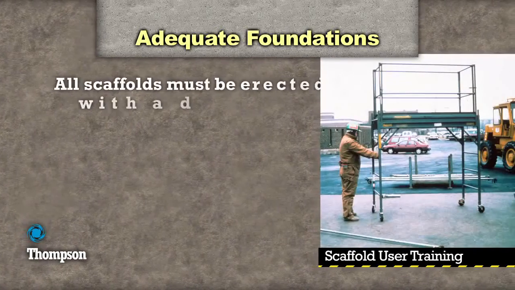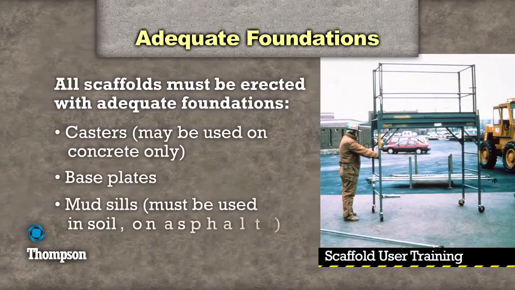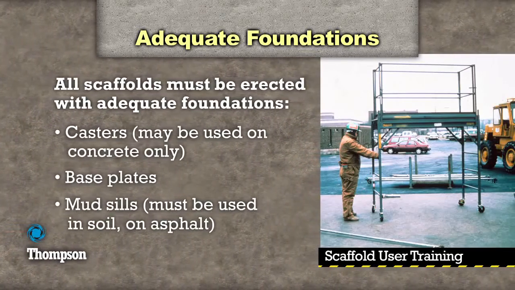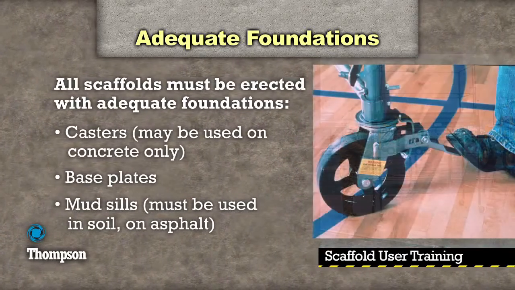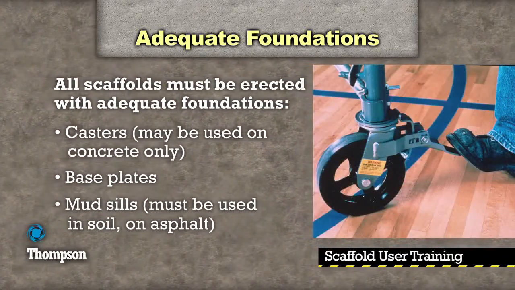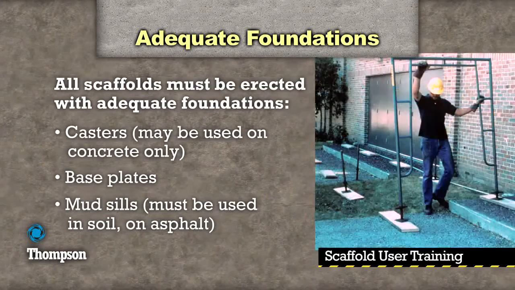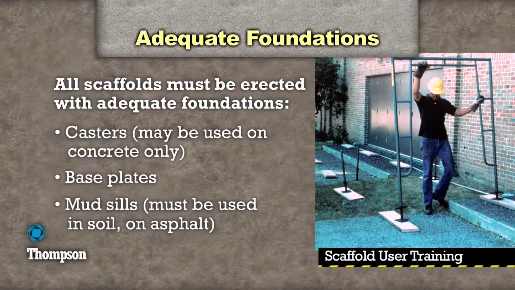One of the most important aspects to sound scaffold construction is adequate foundations. All scaffolds must be erected with adequate foundations. Casters on rolling scaffolds may be used on concrete only. The casters must be locked into place while work is being performed on the scaffold. Other forms of adequate foundations include base plates and mud sills, which must be used in soil or asphalt.